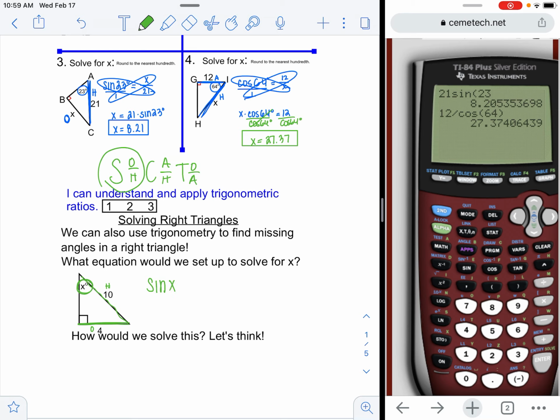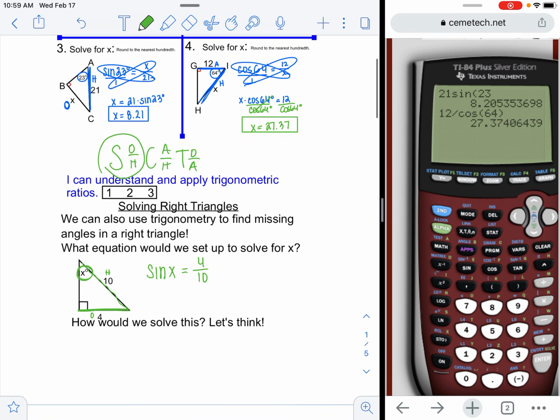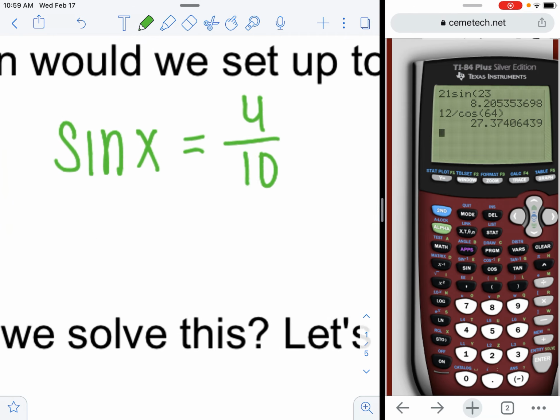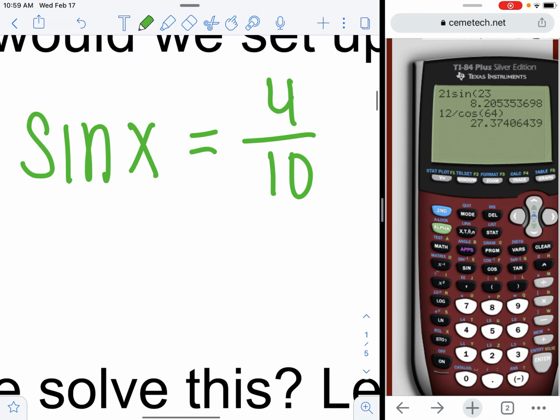O and H is used by sine. So sine of my angle always comes next, which is x, equals, and then I need my ratio, opposite over adjacent, 4/10. So how do we solve this is the question.